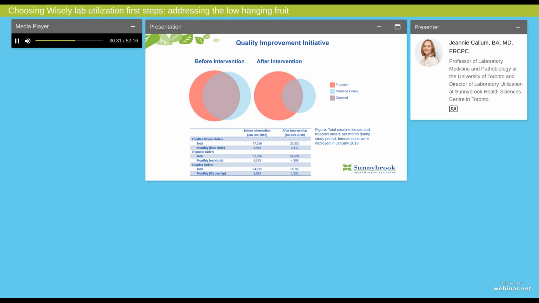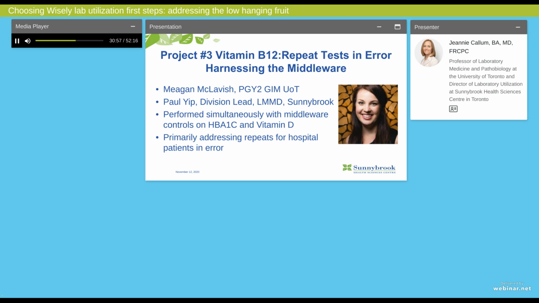And one of the ways I really like to look at these grouped together tests that you're trying to ungroup is to start with one of these Venn diagrams. You can see there before, there was almost complete overlap between the troponin and the CK amount. And so in the post-intervention, I shrunk the CK, they're ordering less of them, but also less coupling of them. So I think it's a really good way in laboratory medicine to describe how we're using these two tests.